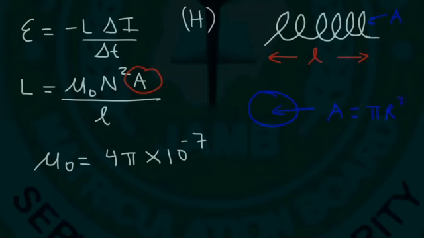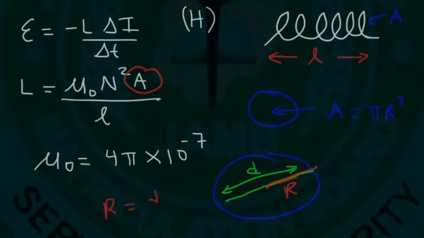And just keep in mind, whenever you have a circle, the radius is half of the diameter. This is the diameter, and the radius is just 1/2 of that. So r is d over 2. N represents the number of turns in the coil.